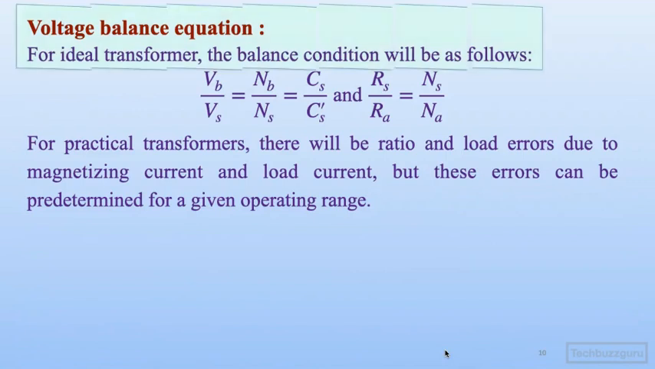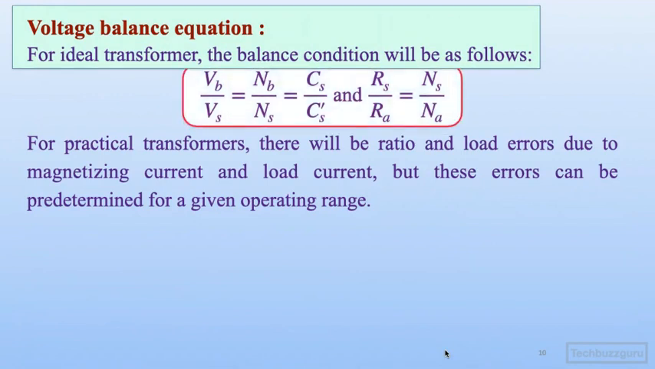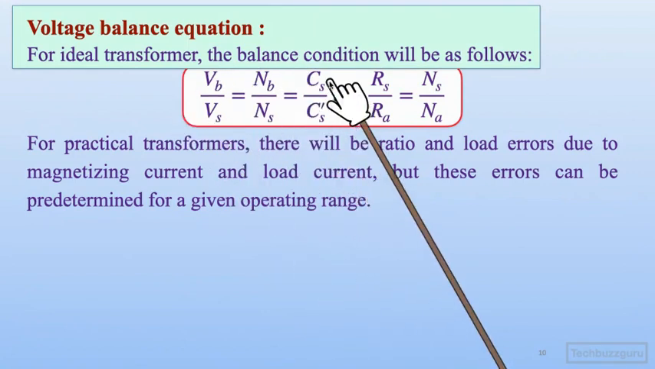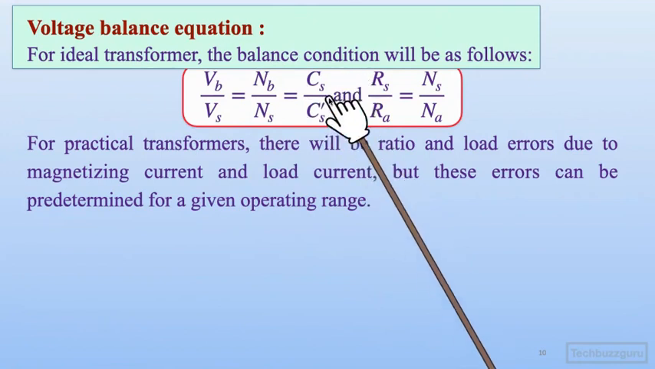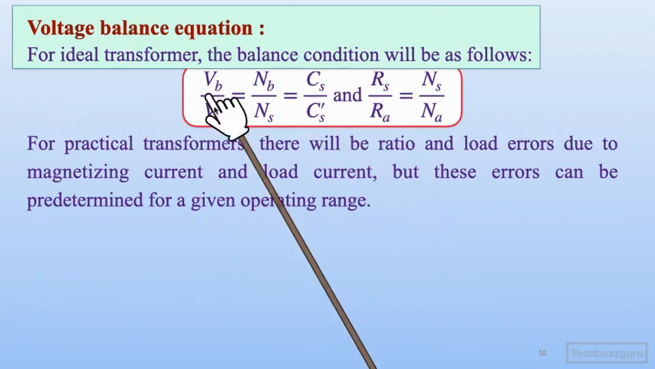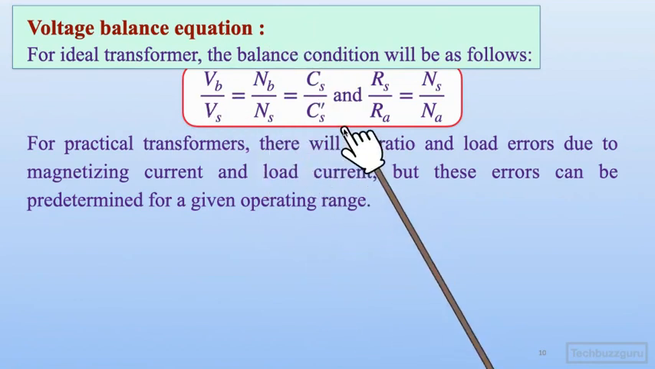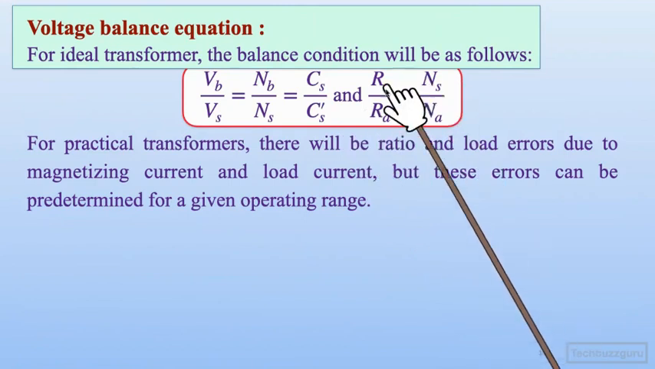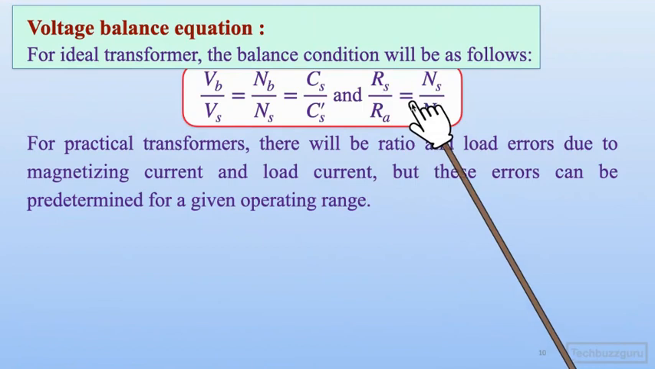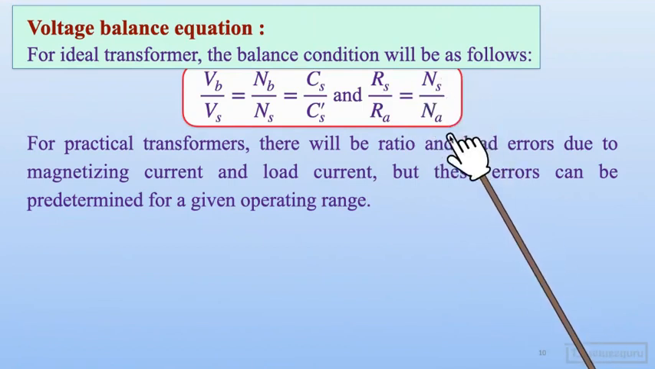Right. So the voltage balance equation for an ideal transformer, the balance conditions that are used for this particular bridge, are indicated as follows. VB by VS corresponds to the number of turns NB by NS as indicated in the diagram in the slides earlier to this. And this ratio can be directly related to the standard capacitance CS and CS dash for the balance condition. So we can always arrive at the unknown parameter and achieve the balance. And similarly, the equation RS upon RA, winding resistance will be related to NS upon NA.